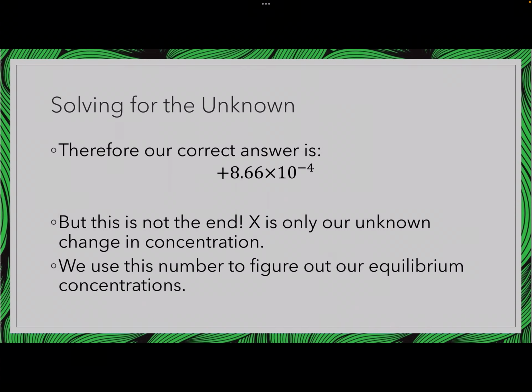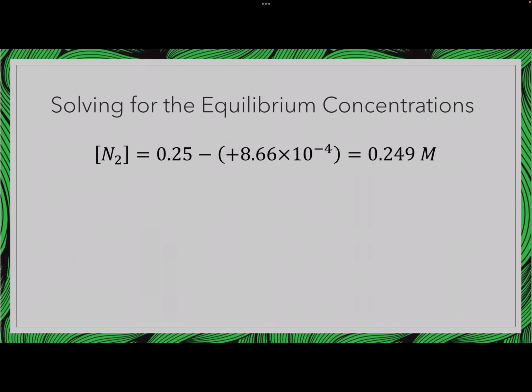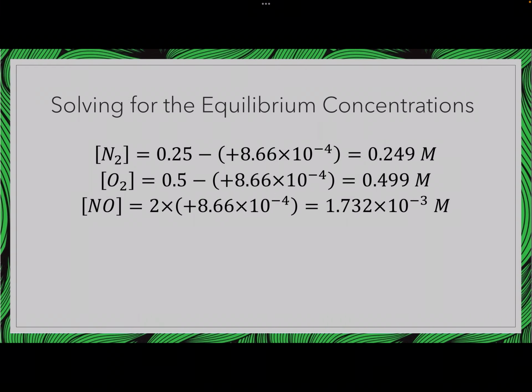So concentration of nitrogen was 0.25 take away X, so we get 0.249 moles per liter. O2 was 0.5 take away X, which is 0.499. And the concentration of NO was 2 times X, because remember it was plus 2X in our ICE table, which gives us 1.732 times 10 to the negative 3. Okay, so if you then go and take all of those numbers and put them into the K equation, we should get out that number that we had at the start for KEQ.